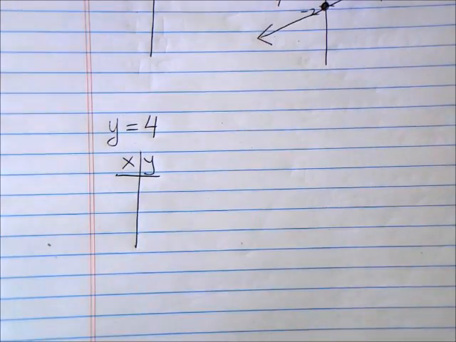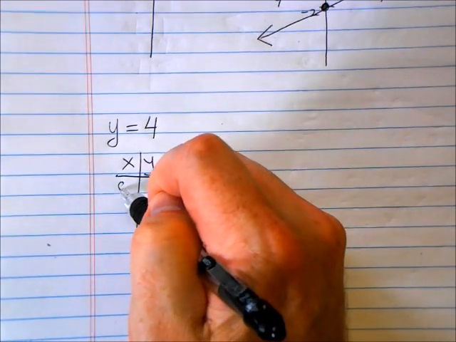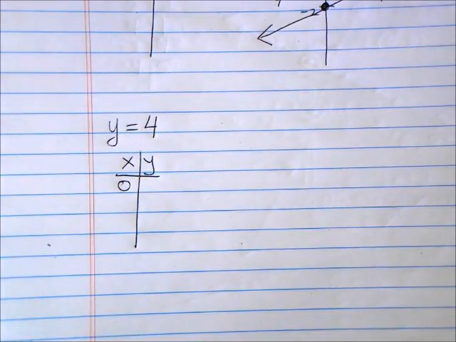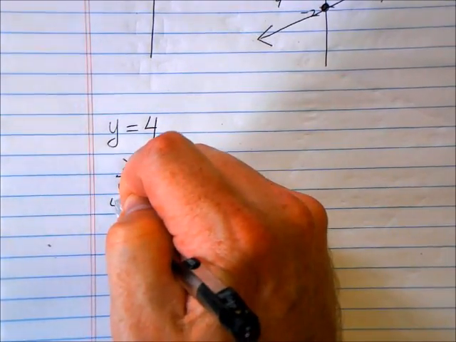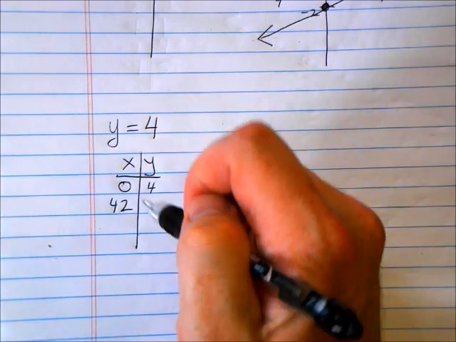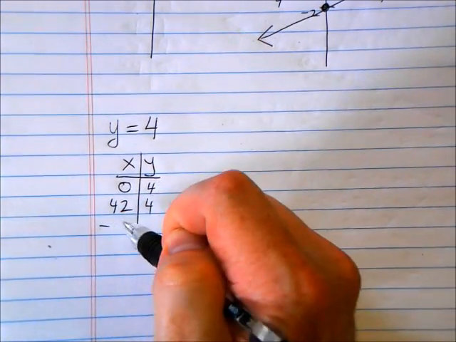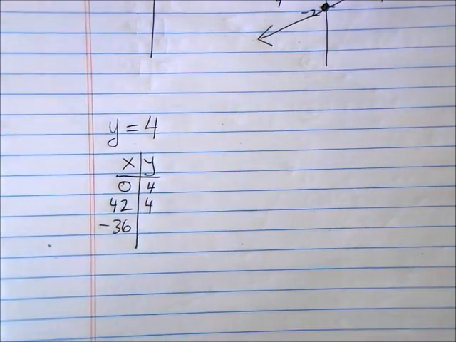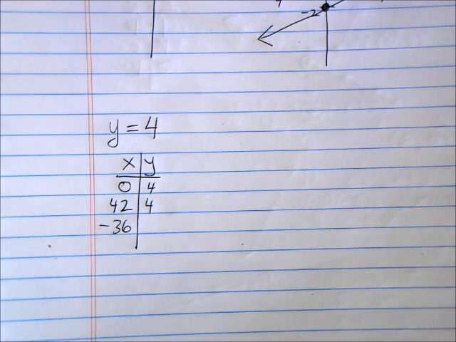I'm going to build a little chart here and I'm going to make up some points. If I plug 0 in for x, what's y? 4. If I plug 42 in for x, what's y? 4. If I plug negative 36 in for x, what's y? 4. How come?